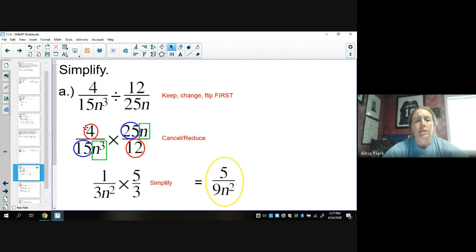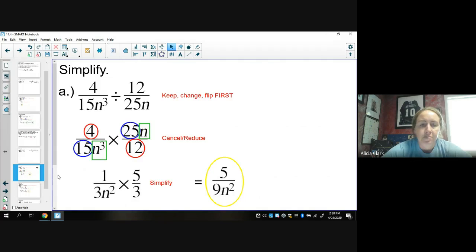So whenever I look at these, 4 and 12, if I reduce that, that leaves me with a 3 in the denominator. 25 and 15, both of those can be reduced down by 5 or divided by 5, so that would leave me with 5 here and 3 here. And n and n to the third would leave me with n squared in the denominator. Once I have reduced everything, I just have to multiply like I've been doing. It's really important that you do your keep, change, flip first, and then do your reducing. So when I multiply straight across, 1 times 5 is going to give me 5. 3n squared times 3 is going to give me 9n squared.